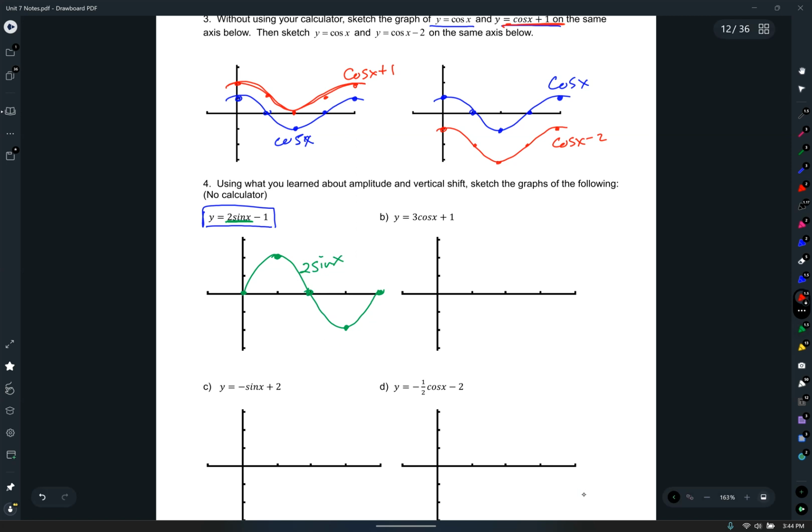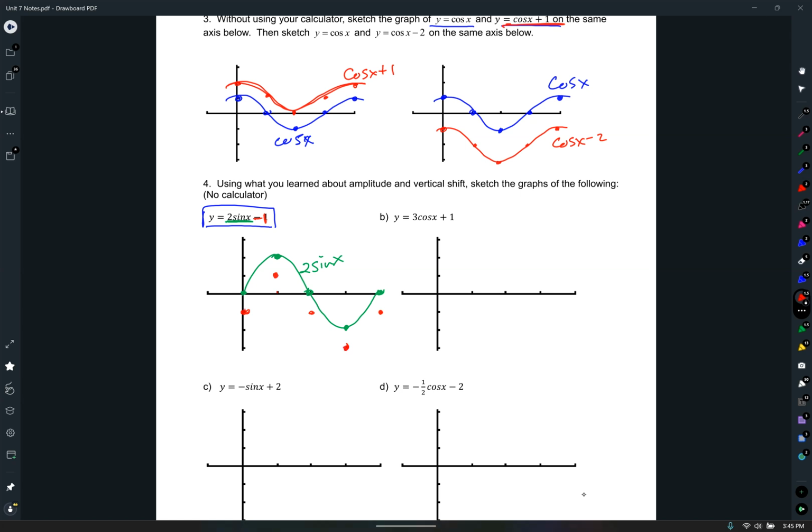Okay, now let's bring in the -1. Well, that's going to take that 2 sine of x graph and move everything down 1. So these middle points, the start, end, and halfway, are right here. If I bring this maximum point down 1, it's going to be right there. And if I bring this minimum point down 1, it's going to be right here.